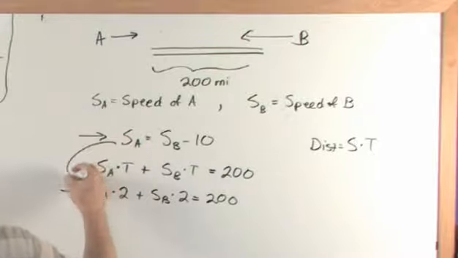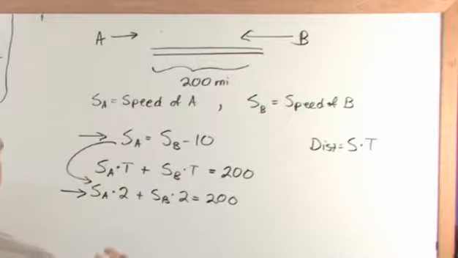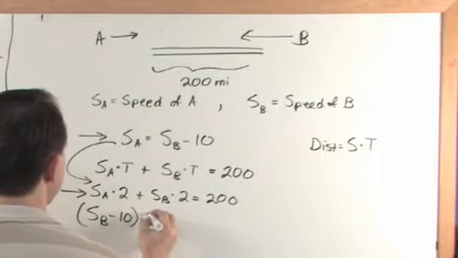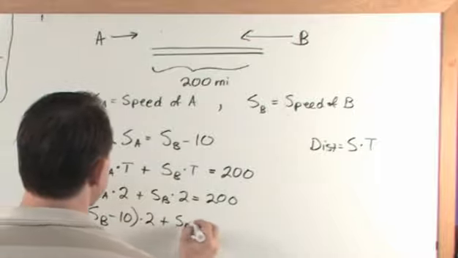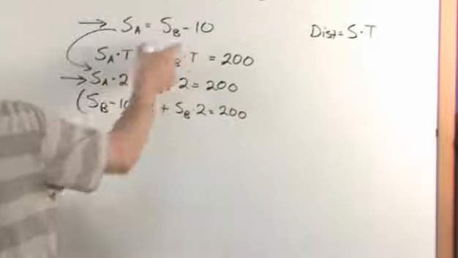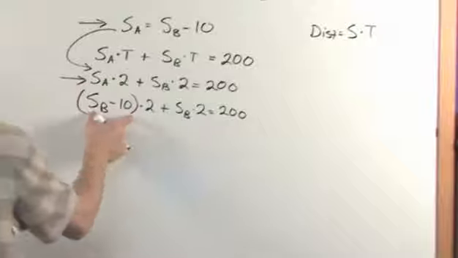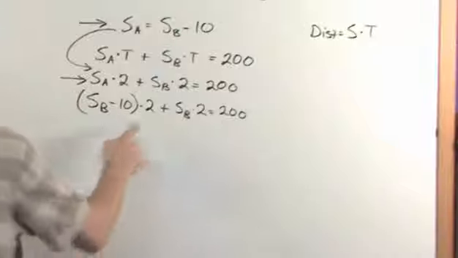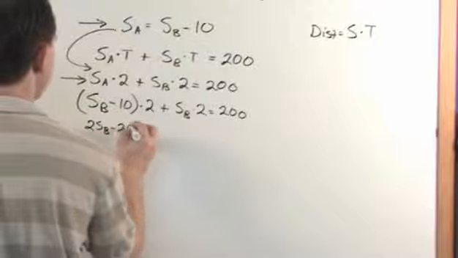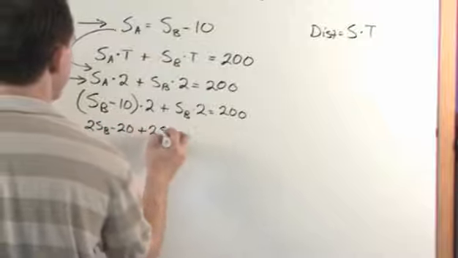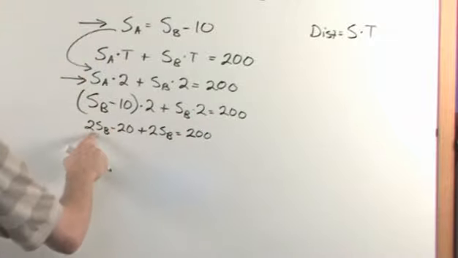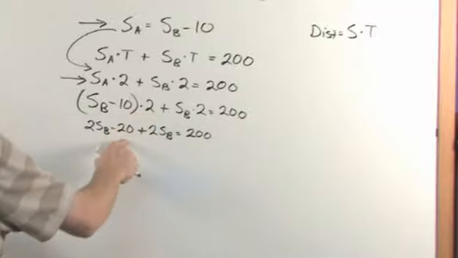So let's take this equation and put it into that one. SB minus 10 times 2 plus SB times 2 is equal to 200. Okay? Just taking this, put it into SA right here. SB minus 10, that's all I've done. Now let's multiply this 2. 2SB minus 20 plus 2SB is equal to 200. Okay? 2 times SB is 2SB. 2 times negative 10 is negative 20.